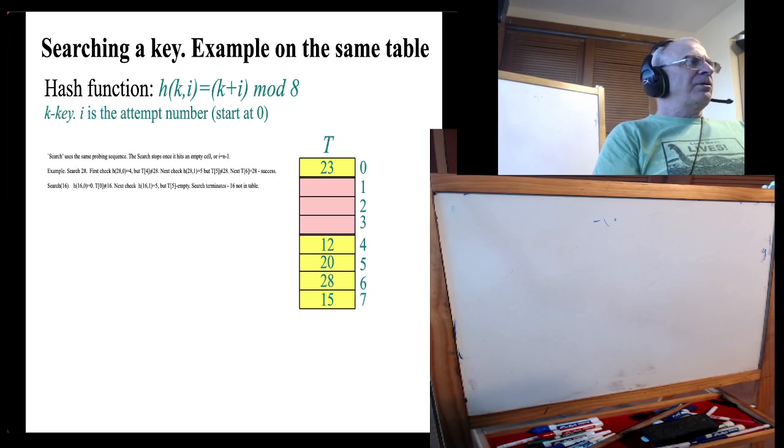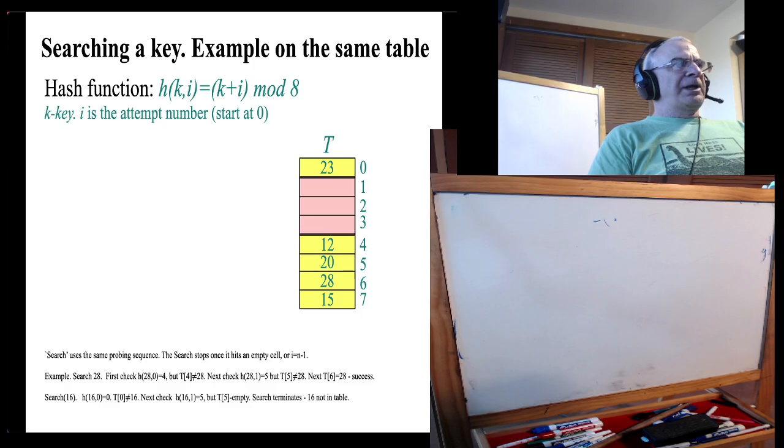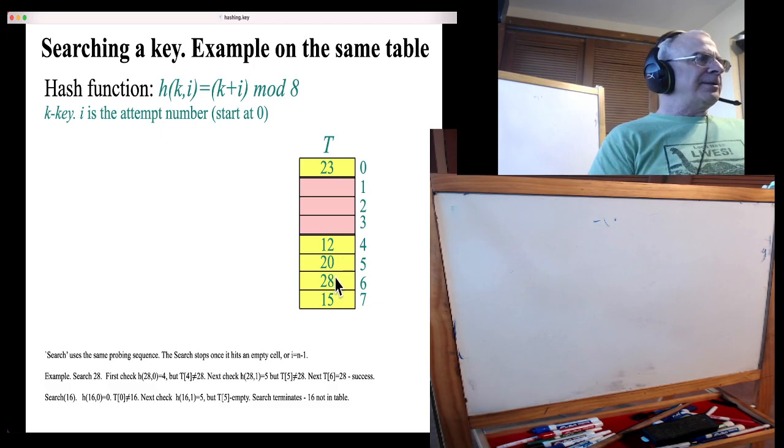I'm searching for 28. 28 modulo 8 is what? 4, right? 28 modulo 8 is 4. Who is living there? 12. It's not 28. Let's ask what would be the second place that I would put it, which is cell number 5, not 28. Hitting 28, voila, my search ended.